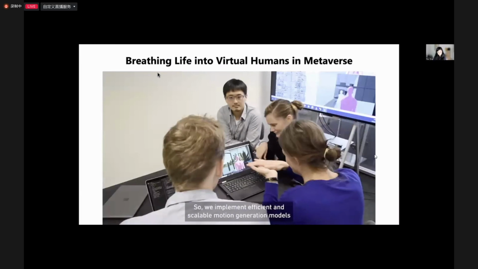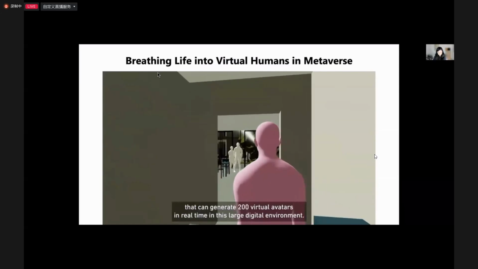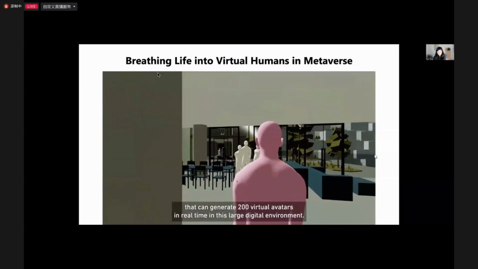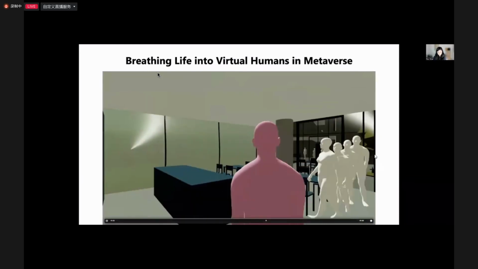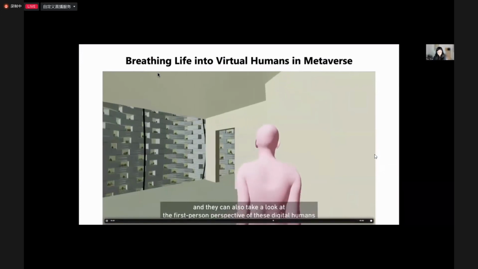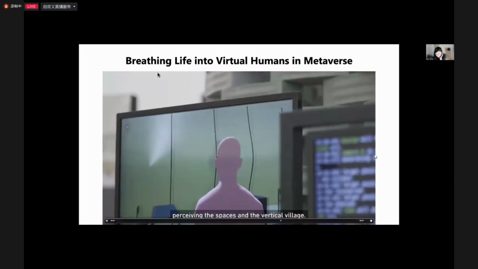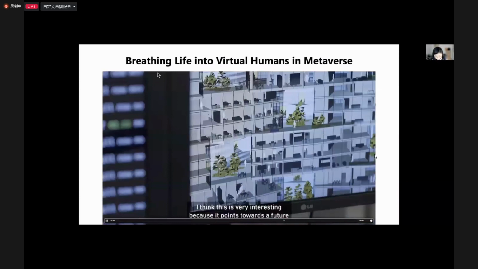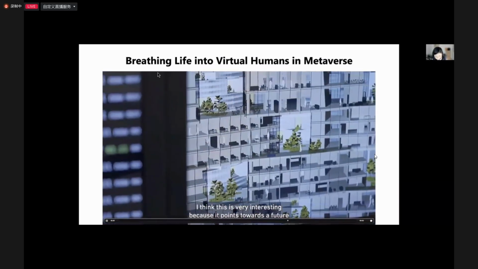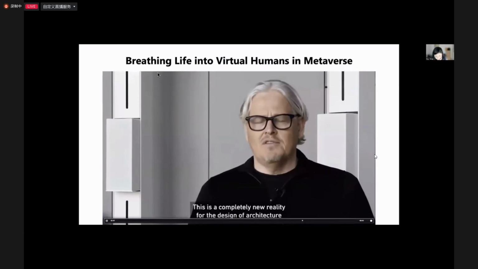So we implement efficient and scalable motion generation models that can generate 200 virtual avatars in real time in this large digital environment. In the exhibition, the visitors can actually witness all these avatars. And also they can take a look at the first-person perspective of these digital humans perceiving the spaces and the vertical village. This, I think, is very interesting because it points towards a future where architecture can first be tested by being virtually inhabited before it's actually built. This is a completely new reality to the design of architecture.